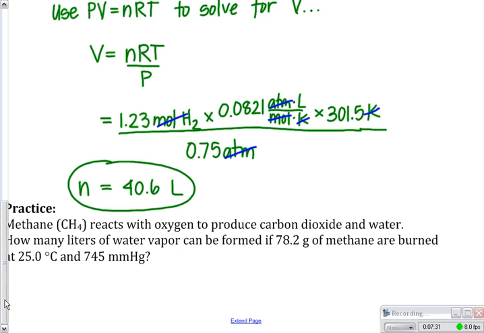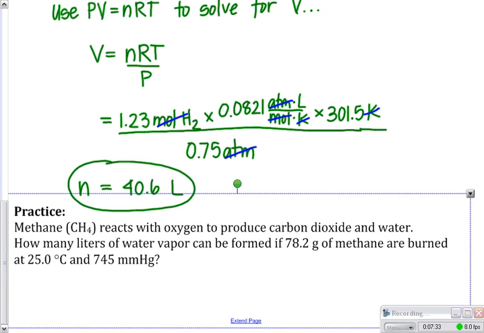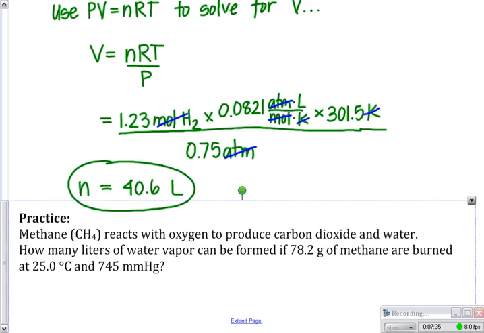Now there's a practice problem for you to try right here that you should try on your own. Try this on your paper, and then this is going to be your learning check that follows this video. Good luck.